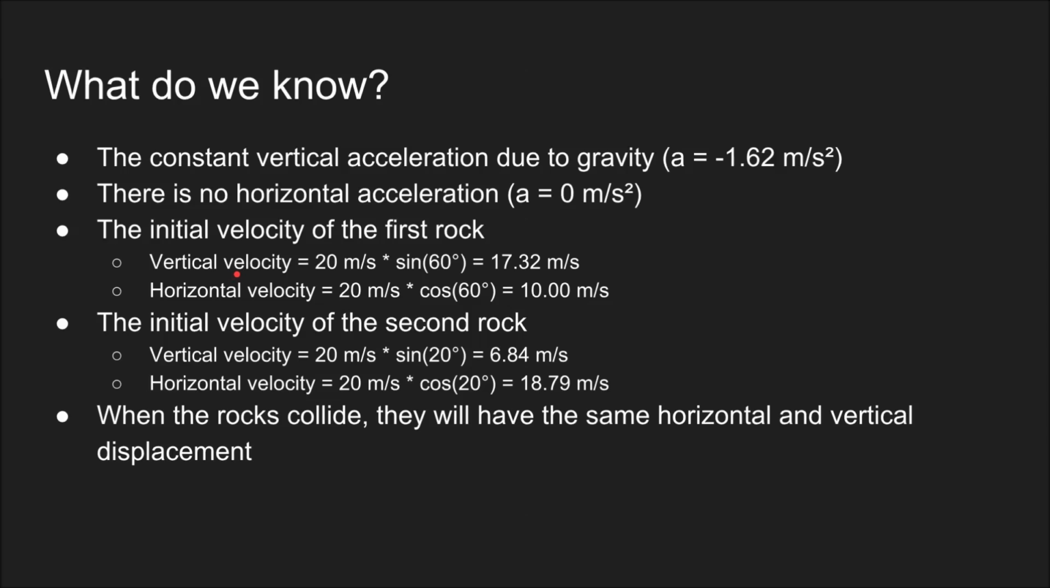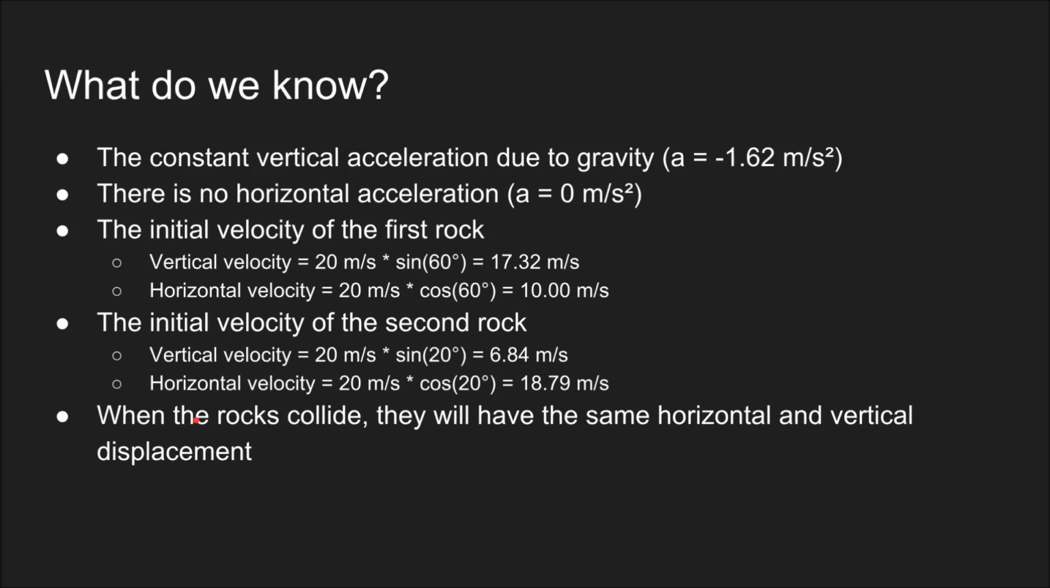In order to calculate its vertical velocity, we will multiply 20 meters per second times the sine of 60, which will result in 17.32 meters per second. And doing the same thing for the vertical velocity of the second rock, except replacing the 60 with 20, we'll get 6.84 meters per second. Likewise, 20 meters per second times the cosine of 60 degrees is 10 meters per second. And the horizontal velocity of the second rock is 20 meters per second times the cosine of 20 degrees, which is 18.79 meters per second.